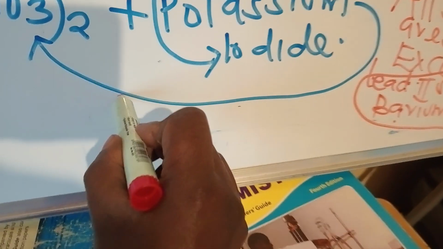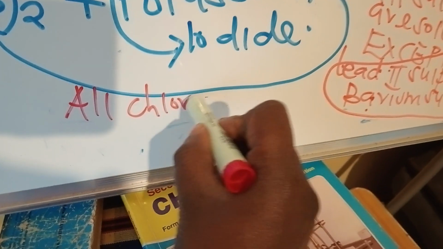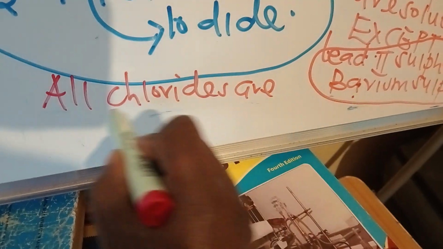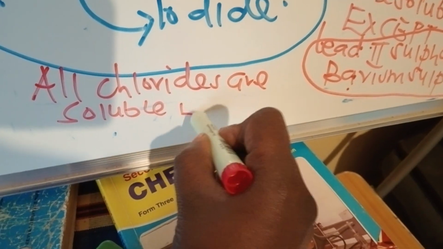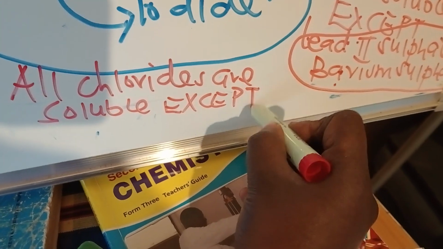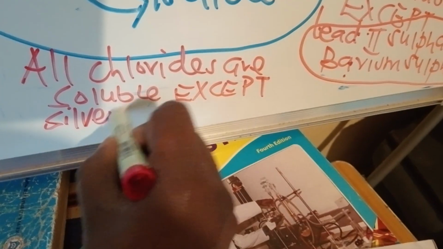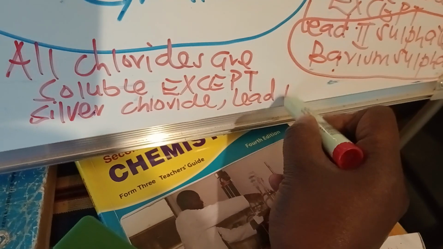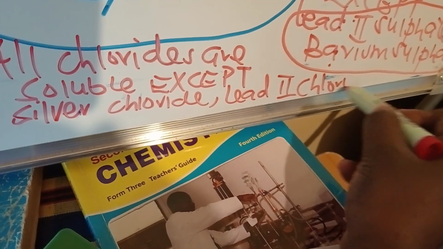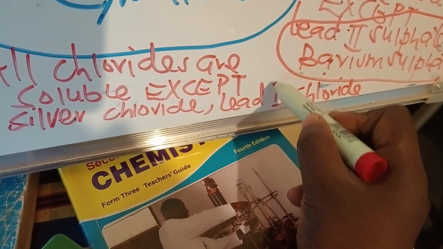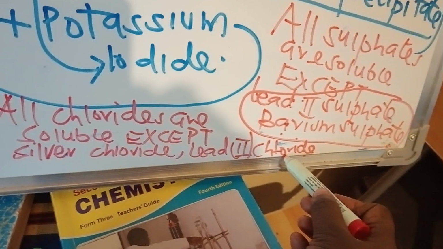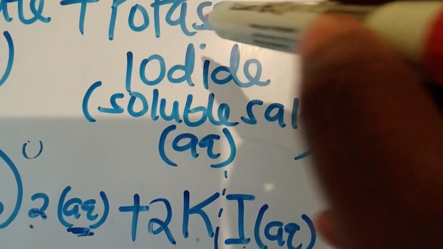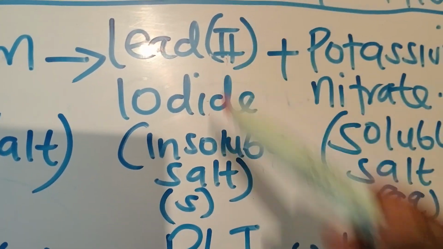Another song says all chlorides are soluble except silver chloride and lead 2 chloride. And where you hear of lead 2 chloride, you can also have lead 2 iodide. Like in our case, we used potassium iodide so that when we interchange them, we can have lead 2 iodide.